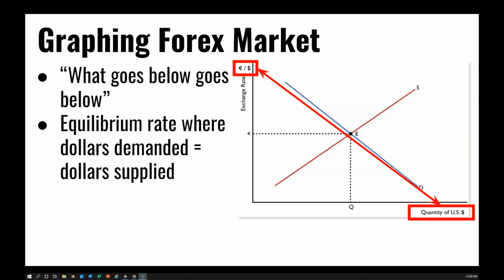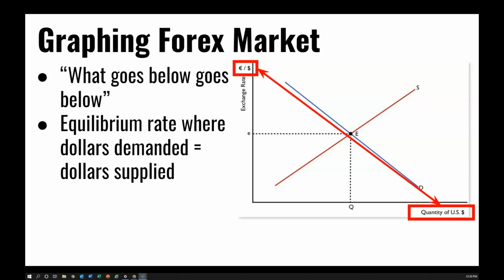So if we're interested in euros, we would say, if I want to convert US dollars to euros, then the price of a US dollar in the foreign exchange market is expressed as how many euros per dollar I will receive. And the demand curve is telling us there's a certain amount of US dollars that people in Europe are interested in purchasing because they want to buy things in the United States.